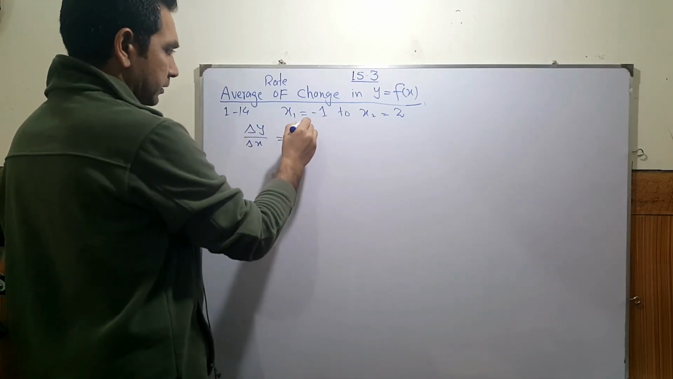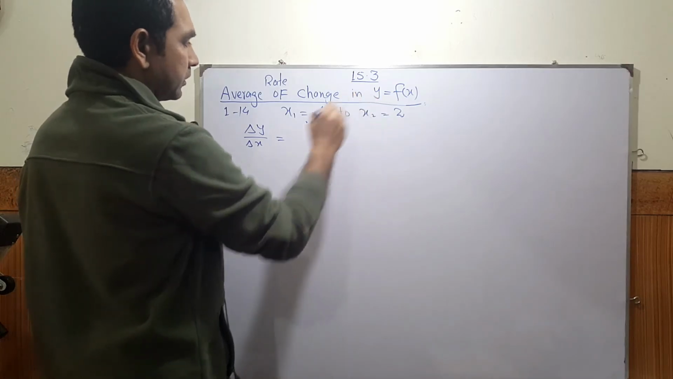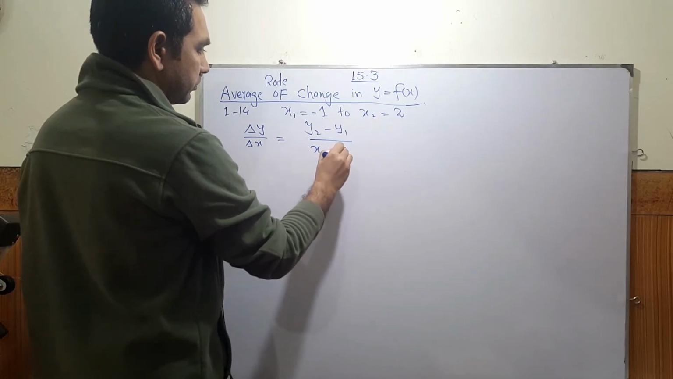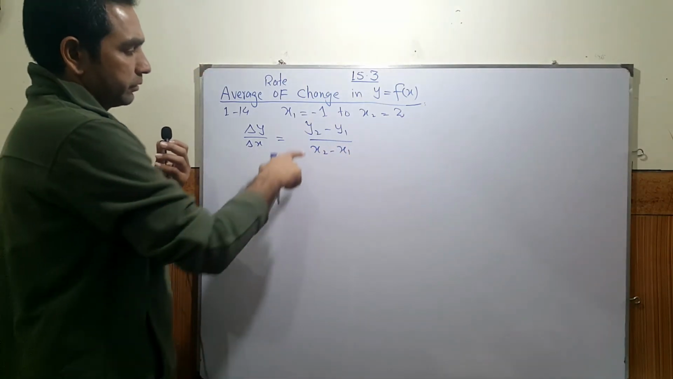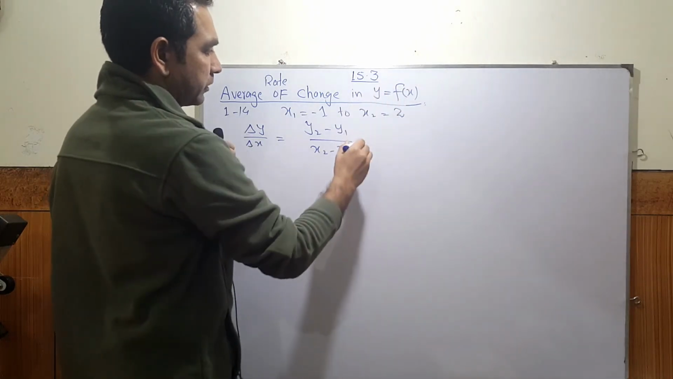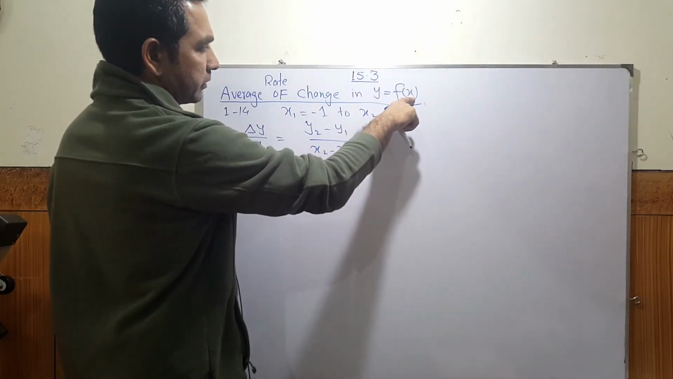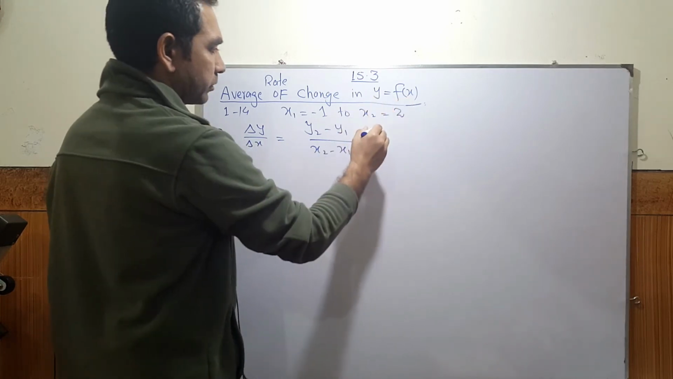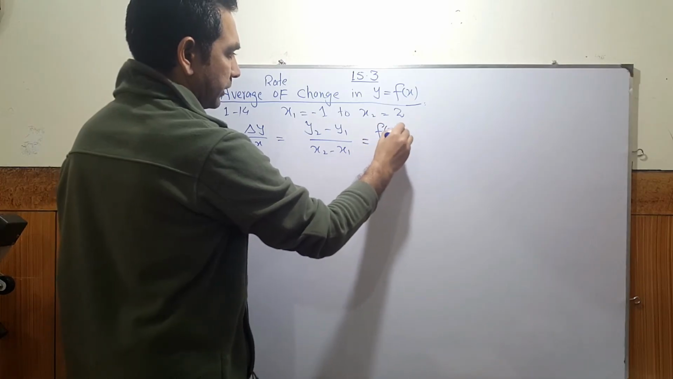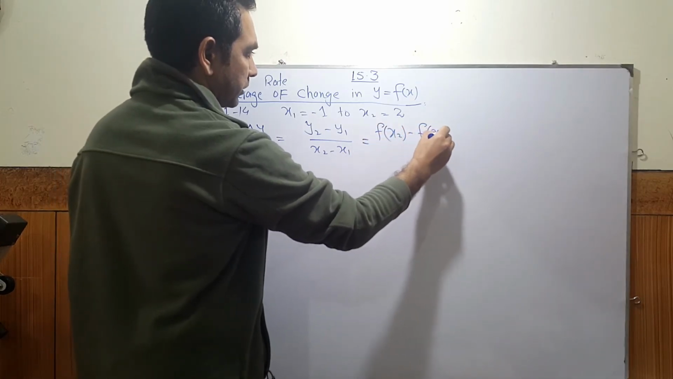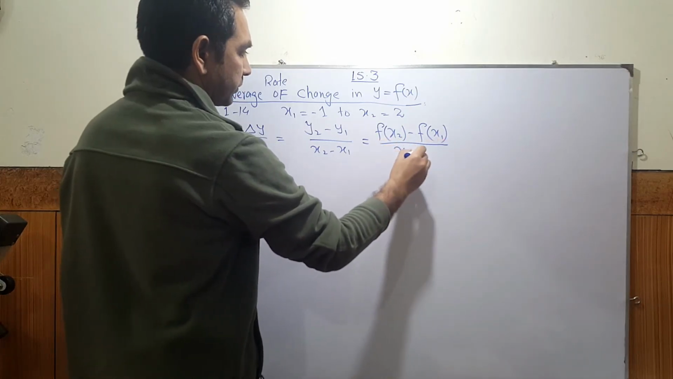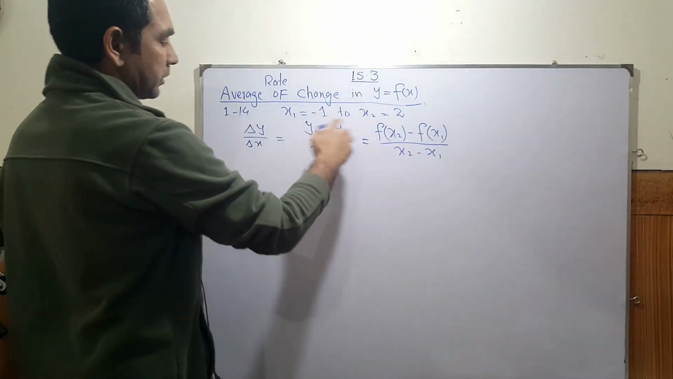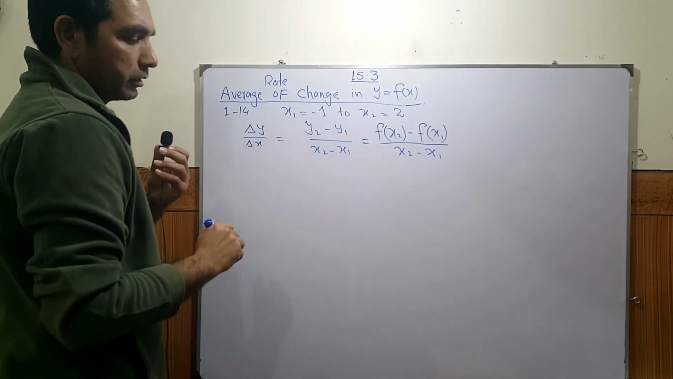You can write this as y2 minus y1 over x2 minus x1. If we use this function, then if I put x1 here, that will give me y1, and if I put x2 here, this will give me y2. So y2 becomes f of x2, minus y1 which is f of x1, divided by x2 minus x1. So if you are given any type of function, now you can find the average rate of change in the given function.